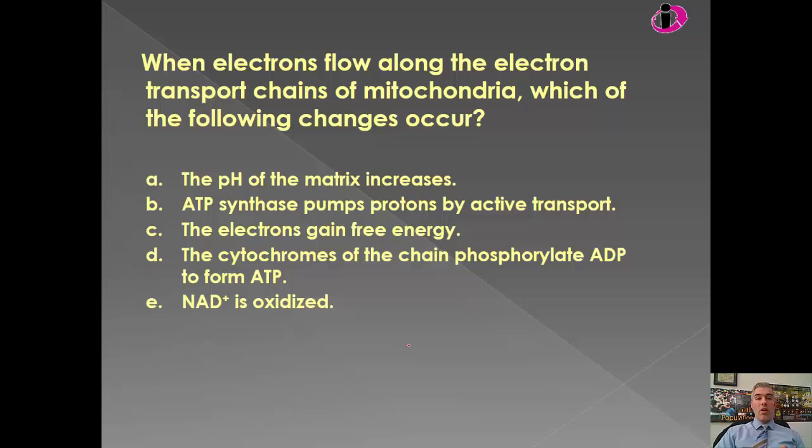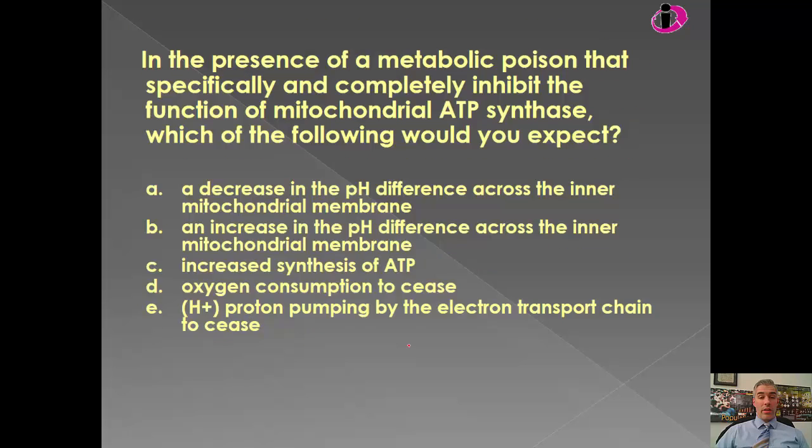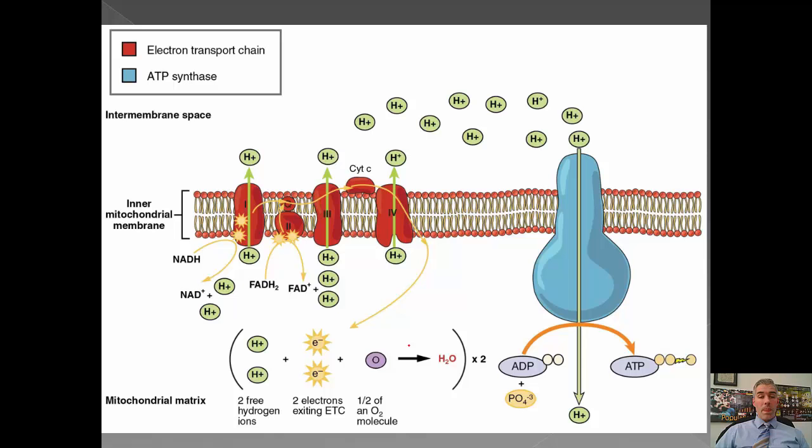All right, question. When electrons flow along the electron transport chains of the mitochondria, which of the following changes occur? All right, so let's check and think about this for a second. Okay, so the first thing we're going to check is the pH of the matrix will increase. Is that true as electrons flow across the electron transport chain? Let's look back to it. We can use this picture. Notice we're pumping hydrogens out of the matrix and into the inner membrane space.